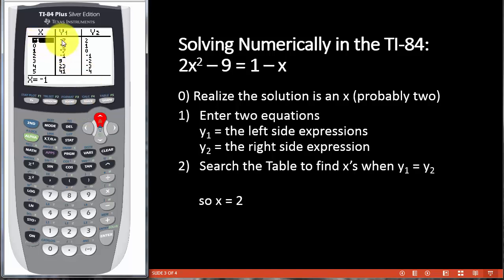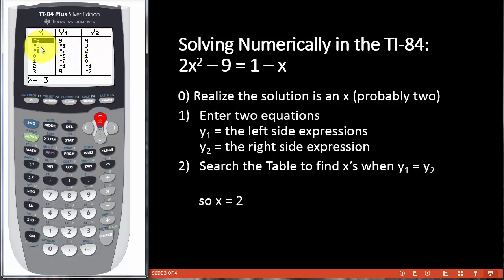When x is -1, y1 is -7, y2 is 2. So -7 is smaller, not an answer. When x is -2, y1 is -1, which is smaller than 3, still smaller, not an answer. When x is -3, y1 is 9, y2 is 4. Wait, y1 is now bigger than y2.